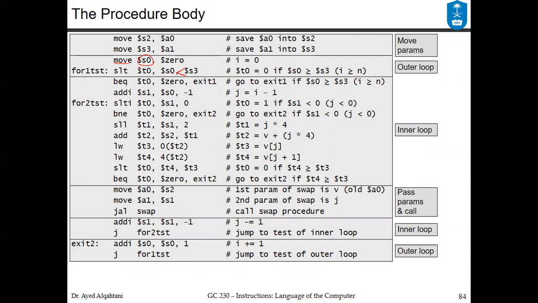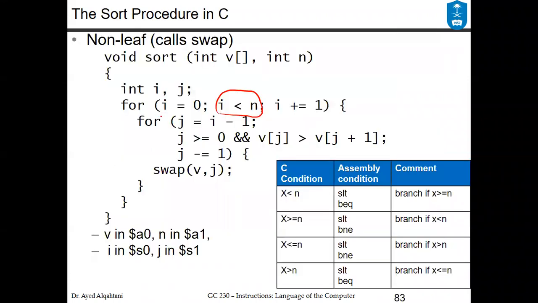It will be 0 if this is not satisfied, meaning that S0 is larger than or equal to S3. So what happens? If it is true, this would be 1. And if you compare 1 with 0, they are different, so you won't branch to the exit. You will continue inside the loop. Otherwise, you will branch to the exit. So you will continue inside the body of the for loop.